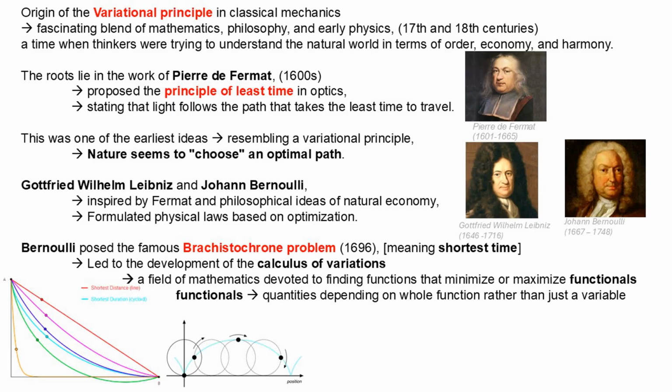Maupertuis argued that all physical processes follow paths that minimize a quantity called action, reinforcing the notion that nature is governed by optimality. These developments laid the groundwork for the powerful variational formulations of mechanics developed by Euler and Lagrange, which ultimately culminated in Hamiltonian mechanics, a framework that remains central to modern physics, from classical dynamics to quantum theory.